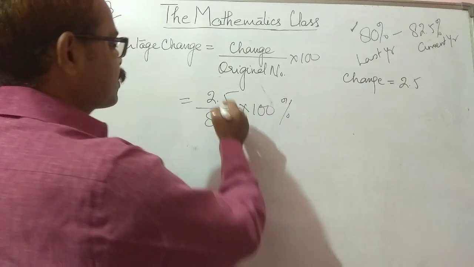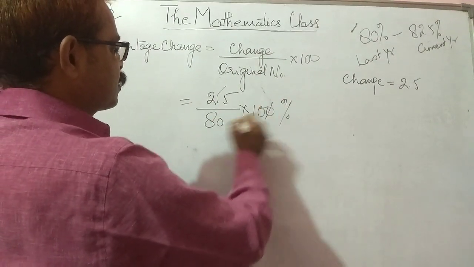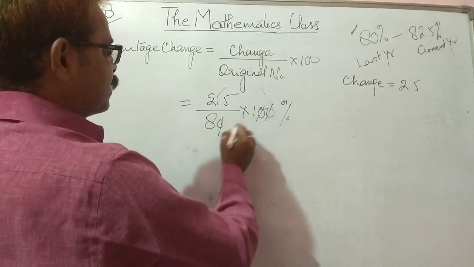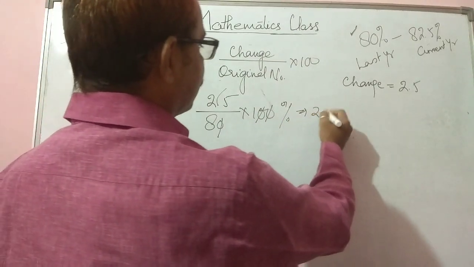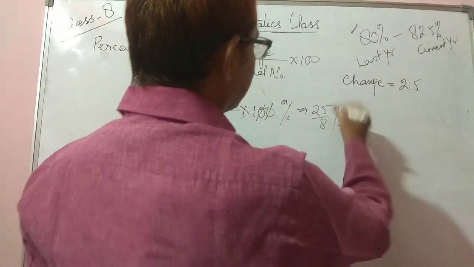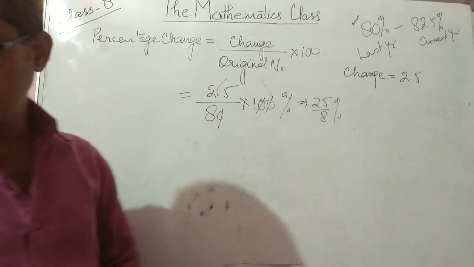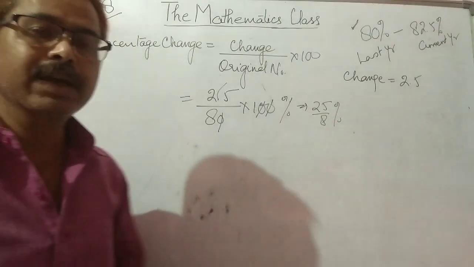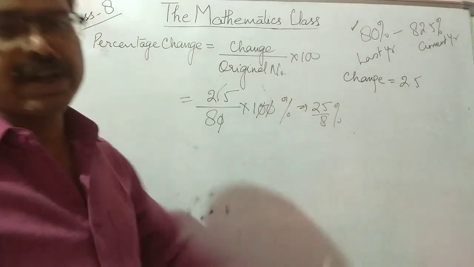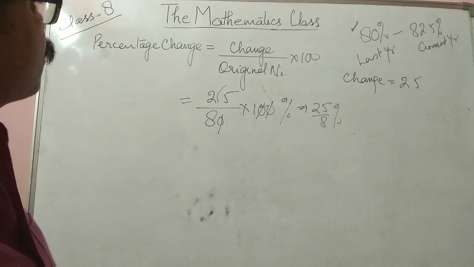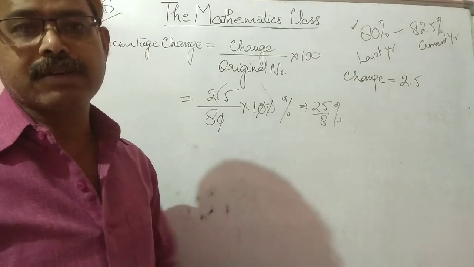That's it. Now we can solve it out. The 0 and 0 cancel, and we get 25 upon 8%. You can reduce it to the lowest term, and whatever comes is the answer. This was about the simple formulae, the introduction of the formula. Now we move on to exercise 7a.